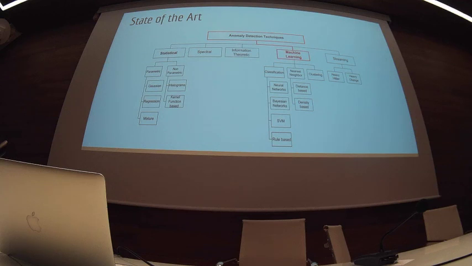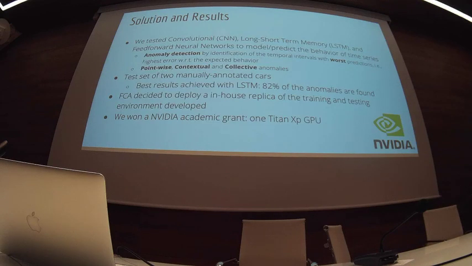When approaching the problem, we reviewed the state of the art. There are a lot of approaches that did anomaly detection in the literature. Recently, interesting approaches from machine learning have been used in this field. So we decided to go for a classification problem using neural networks, in particular recurrent neural networks. We tested several architectures of neural networks for modeling the problem of anomaly detection over time series. We tested convolutional long short-term memory networks and feed-forward neural networks to model the desired behavior, the normal behavior of a car, in order to predict possible anomalies. And by using neural networks, anomaly detection becomes identifying the temporal windows of the time series with the worst prediction.